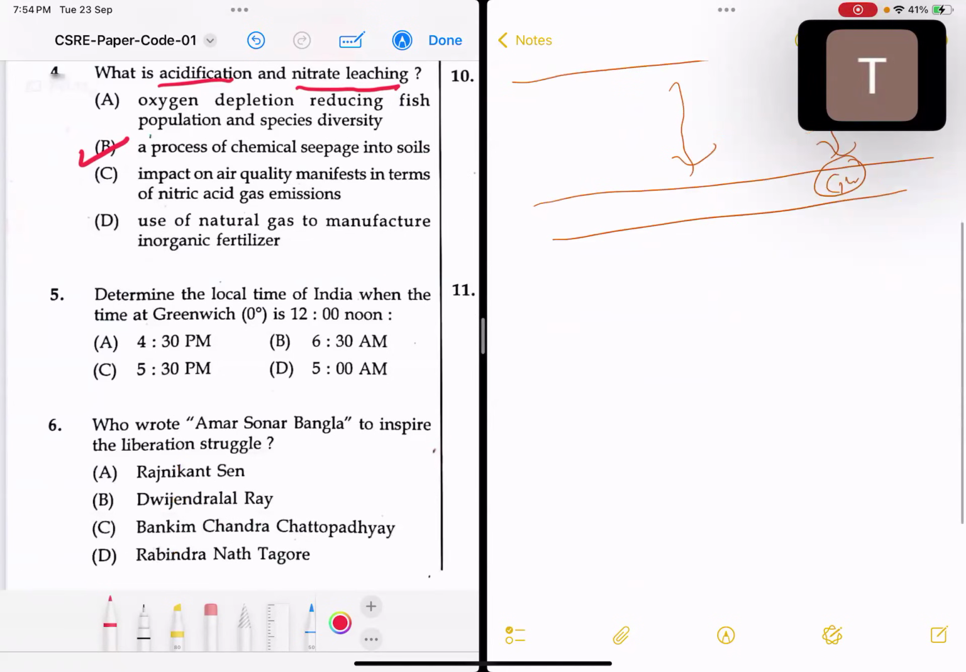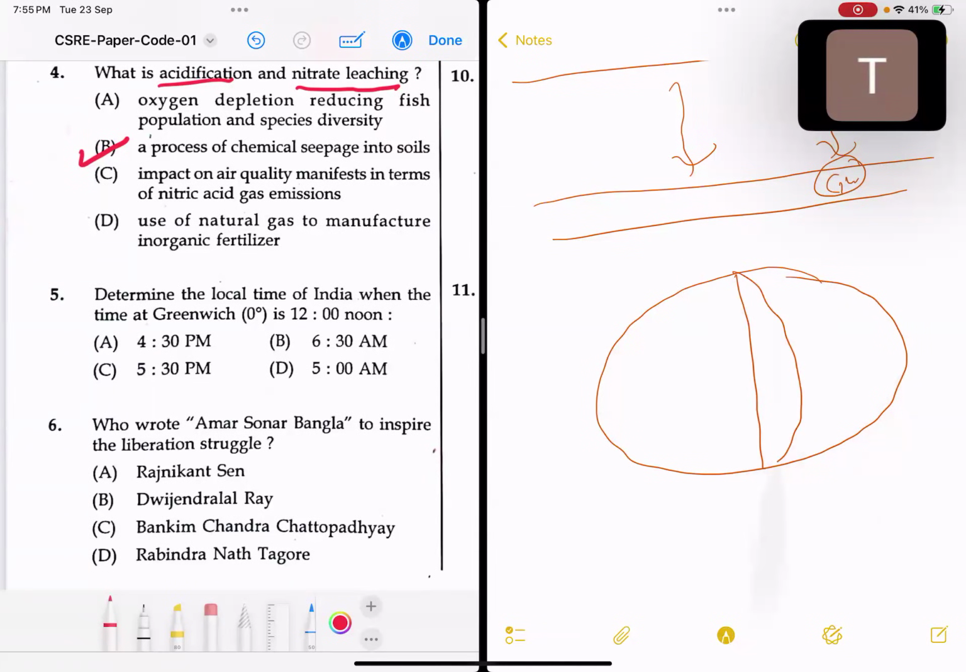Let's come to question number 5. Determine the local time of India when the time at Greenwich is 12 noon. As we are all aware, when we talk about the Earth, we divide it into a number of horizontal and vertical lines. The horizontal lines are the latitudes and the vertical lines are the longitudes. Now let's focus on longitude.